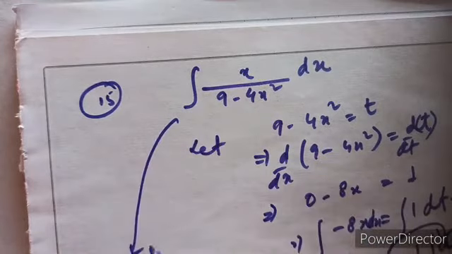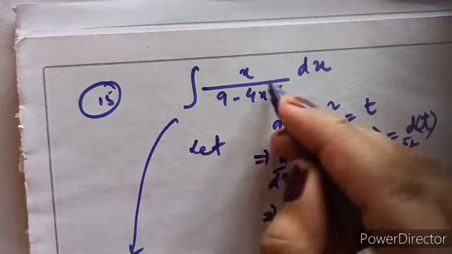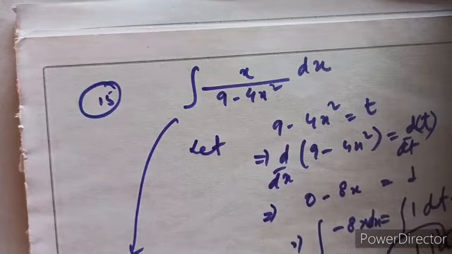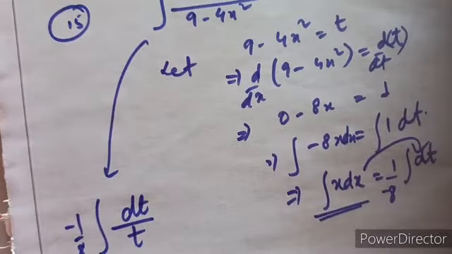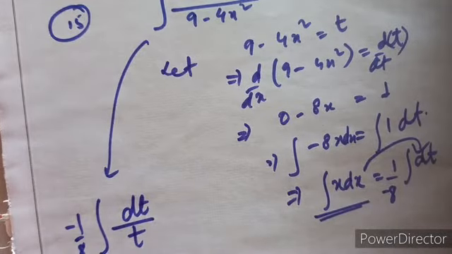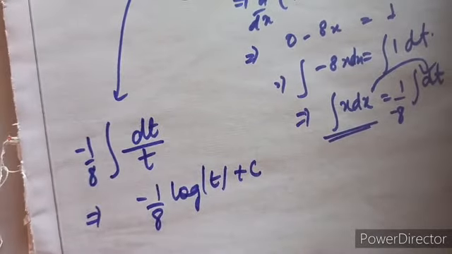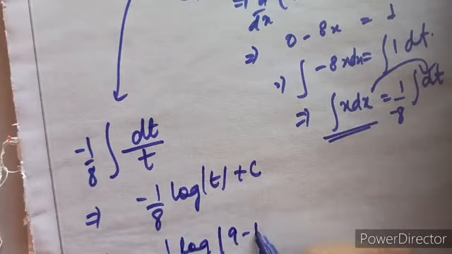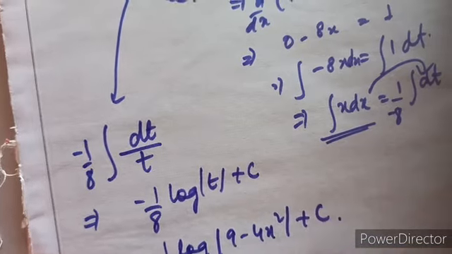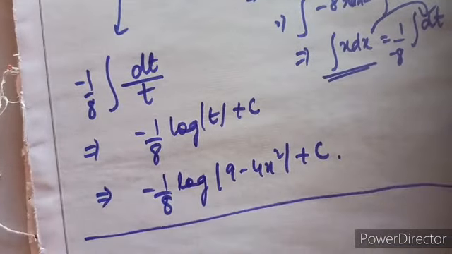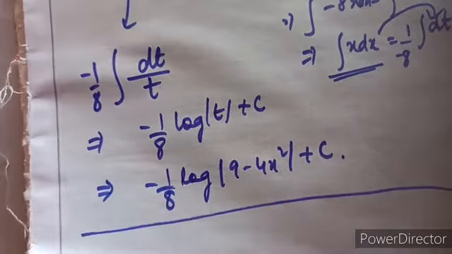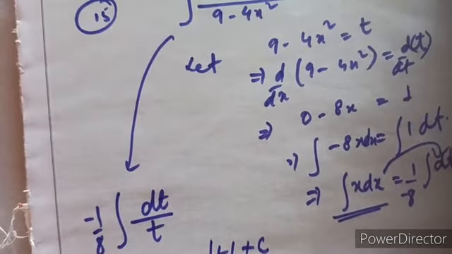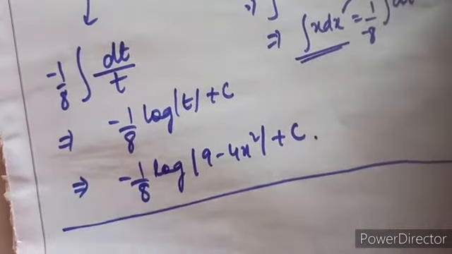So here integration x dx. In place of this, what will be the substitution now? Minus 1 by 8 dt divided by this part you are considering as t, so we will write t. So this is known as the substitution. We have substituted. Okay. So this will be minus 1 by 8 log of t plus c. So that is minus 1 by 8 log of what is the value of t? That is 9 minus 4x square, plus c. So this is the answer of your question number 15. So using the substitution method, we are doing the integration.